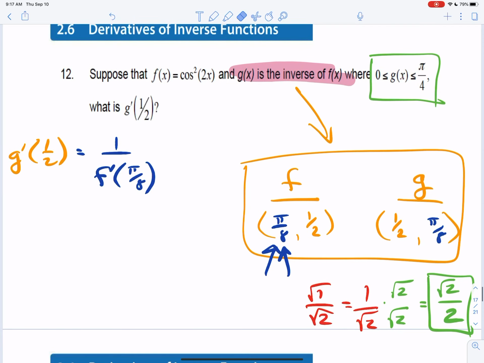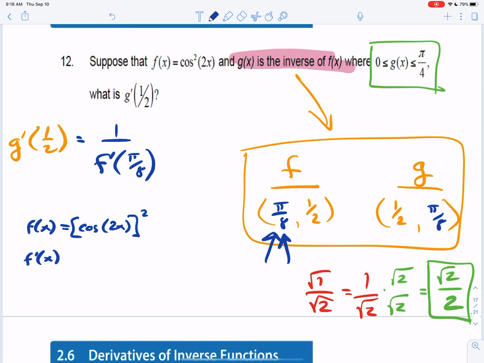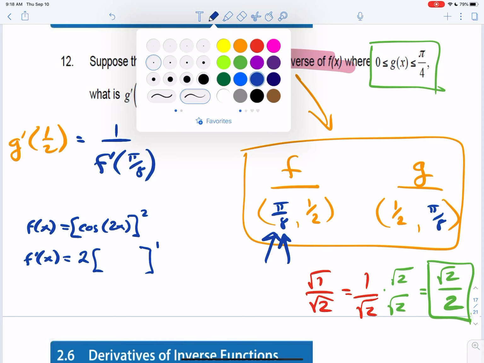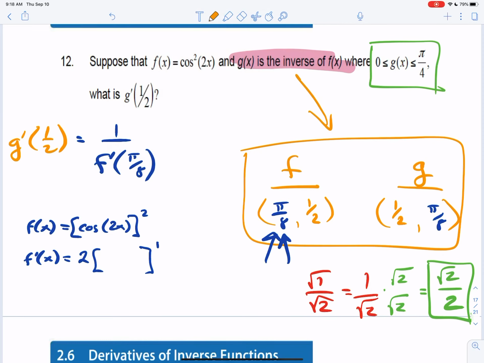Okay, if f of x is cosine squared of 2x, or in this case, I'll write it as cosine 2x quantity squared, I need to find the derivative. This right here, I have a function inside of another function. Actually, I have 2 rounds of it, okay? So I'm going to have to apply the chain rule. Derivative of the outside, which is 2 of something to the first power. I'll color code it to help you guys out. Derivative of the outside of the same inside times derivative of the inside.